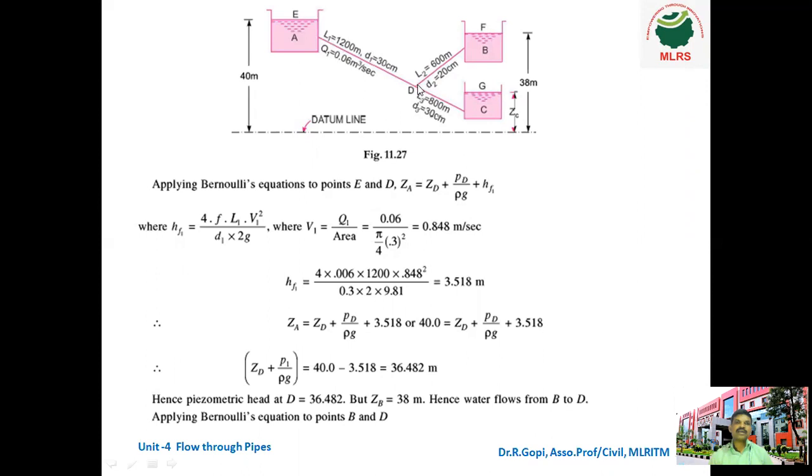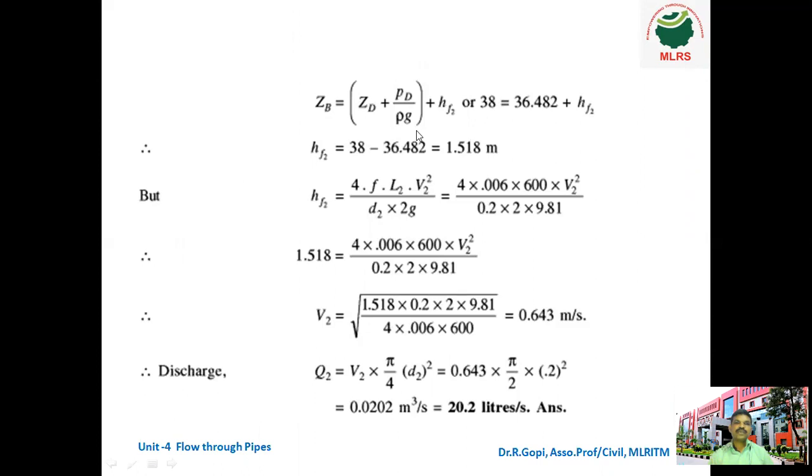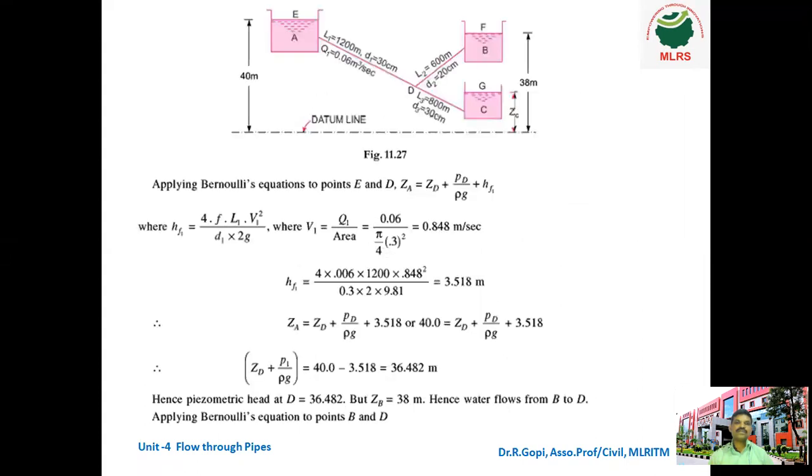Second, apply Bernoulli's equation from D to B. From this piezometric head at the D point, we have to calculate V2. From this V2, you can easily calculate the discharge in pipe 2, that is Q2. Therefore Q3, the discharge from D point to C point, is Q3, and Q3 is equal to Q1 plus Q2.